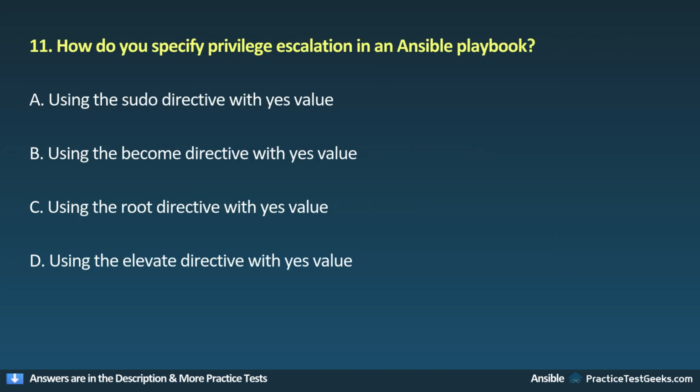11. How do you specify privilege escalation in an Ansible playbook? A. Using the sudo directive with yes value. B. Using the become directive with yes value. C. Using the root directive with yes value. D. Using the elevate directive with yes value.